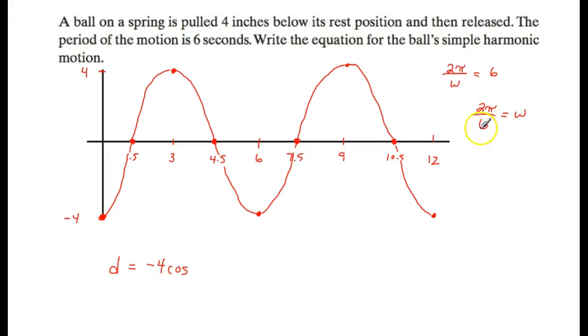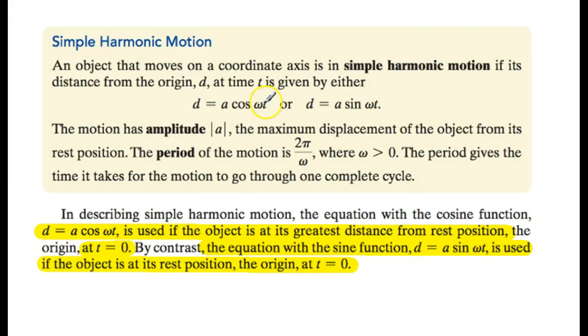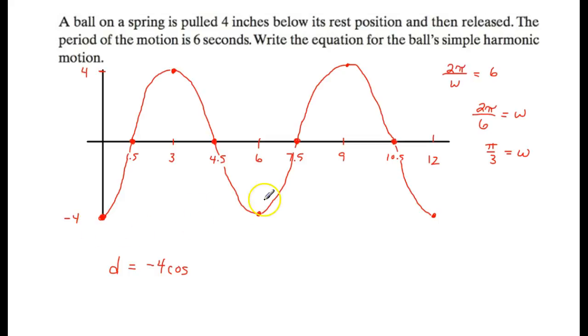And I get this, and then just reduce. 2 over 6 will reduce to 1 over 3. So I end up with pi over 3 is omega. Alright, so -4 cosine, we multiply omega times t inside the cosine. So -4 cosine pi over 3 times t. That's our model for this thing.